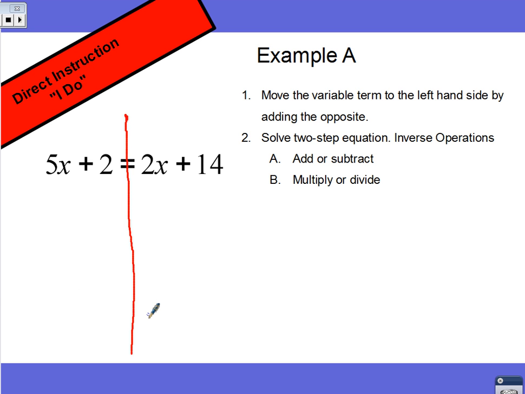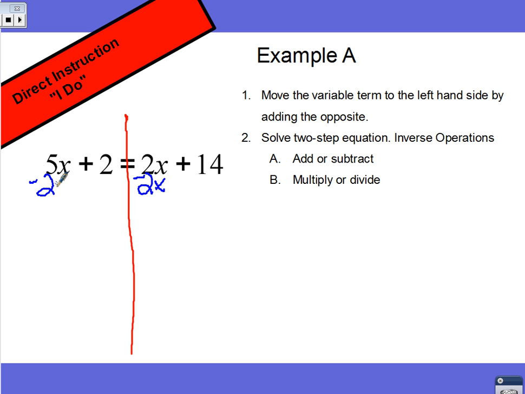I'm going to start with my variables, and I have a 2x squared. Okay, so I have that 2x on that other side. So I need to do the opposite of 2x. And the opposite of a positive 2x is what? That's right, it's a negative 2x. So I'm going to add negative 2x to both sides. What I do to one, I must do to the other.